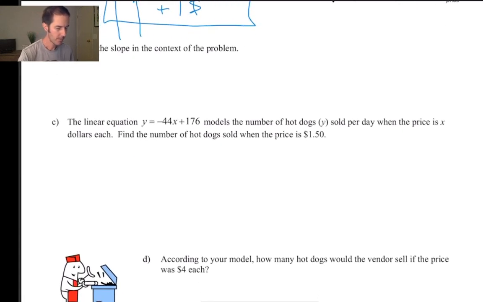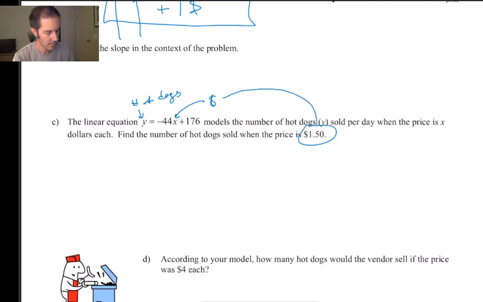This linear equation models the number of hot dogs y sold per day when the price is x dollars. Find the number of hot dogs sold when the price is $1.50. You can see that just by labeling the equation with some units, it makes it easier for me to know where I am supposed to plug in this given value. So the $1.50 is definitely going in as an x value.